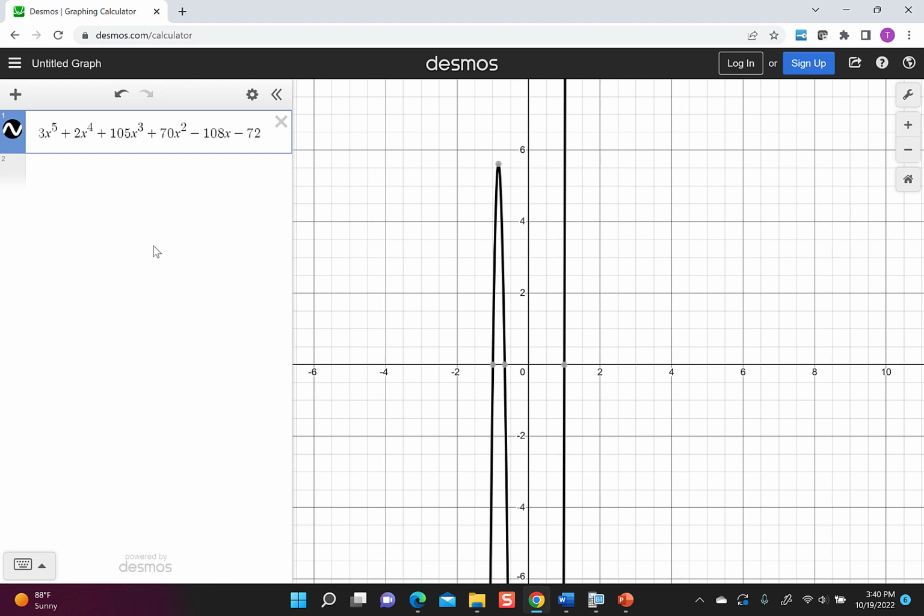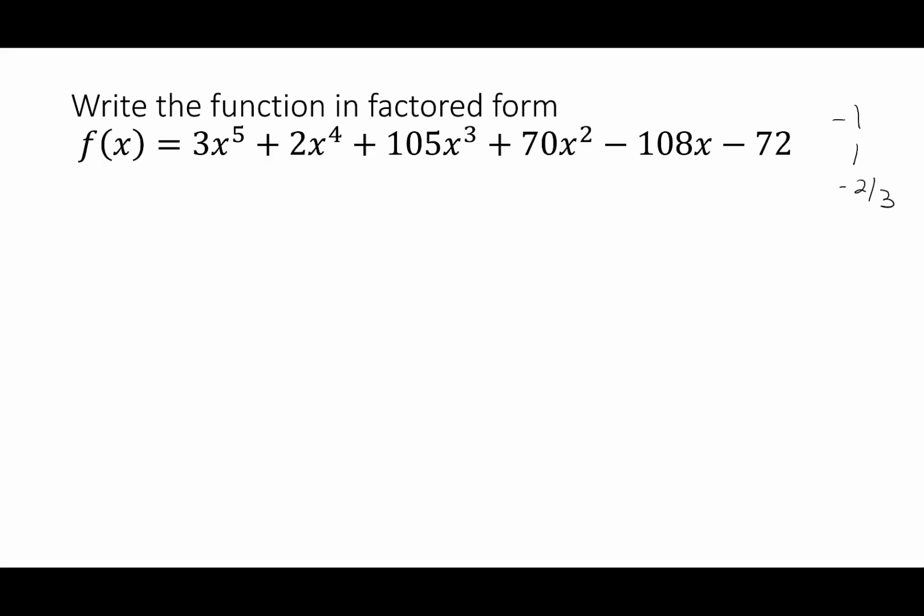So I plugged in my function, 3x to the 5th plus 2x to the 4th plus 105x cubed plus 70x squared minus 108x minus 72, and immediately I can see 3 zeros: negative 1, this negative 0.67, and here at 1. Notice each of them crosses, so I'm not expecting a multiplicity to come out there at all. This negative 0.667 would be negative 2/3. So I have negative 1, positive 1, and negative 2/3. We're going to do synthetic division 3 times.